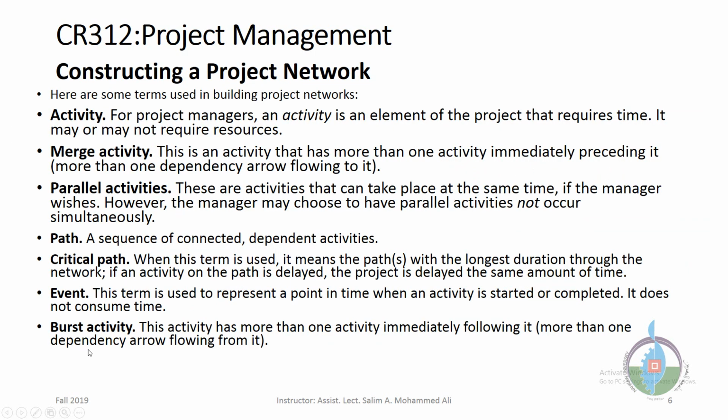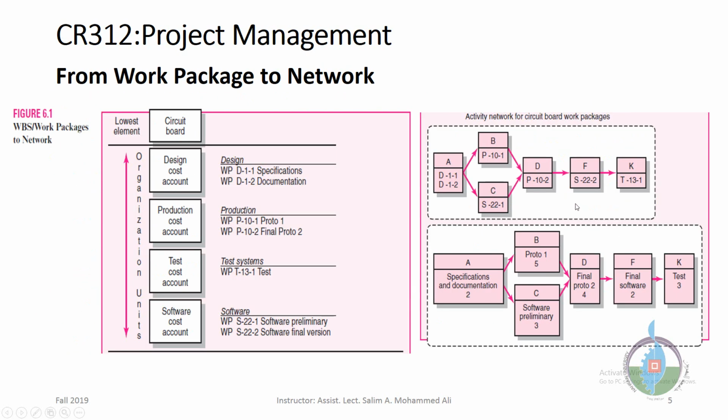We have the third activity type, which is burst activity. A burst activity has more than one dependency arrow flowing from it. So which activities here are burst activities? We have only one burst activity. A is a burst activity. Why? Because there are 2 arrows flowing from it.